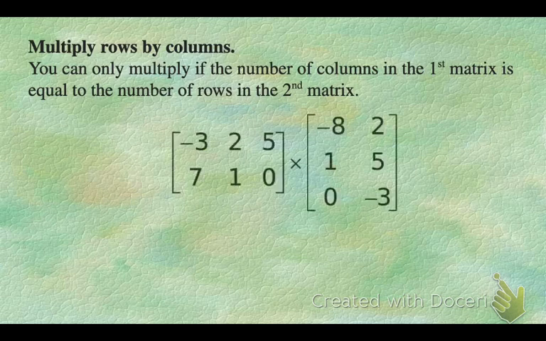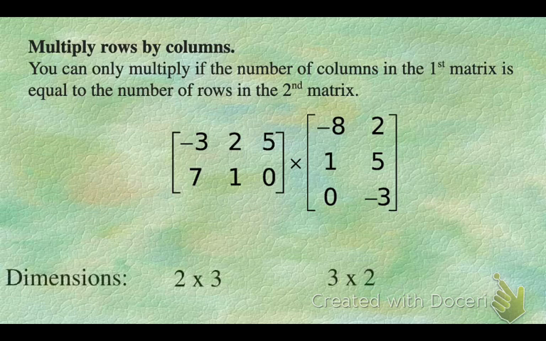if the number of columns in the first matrix is equal to the number of rows in the second matrix. And the easiest way to check that is to write out the dimensions for each matrix. So the first one there is a 2 by 3. The second one is a 3 by 2. And check your inside numbers when you write it in this order. Those two numbers must be the same because I have to have the same number of columns as rows in order for this operation to work.